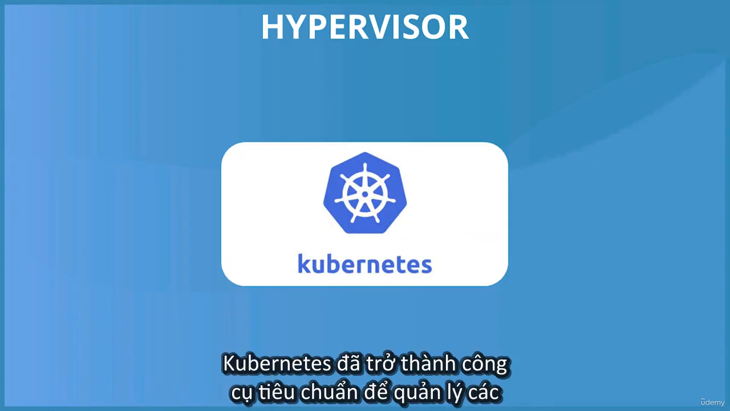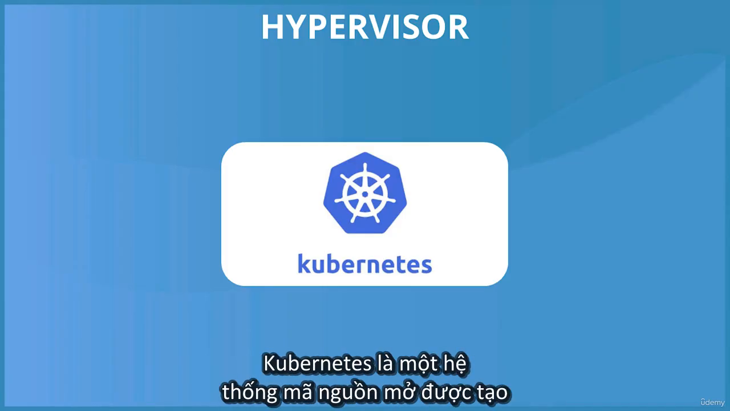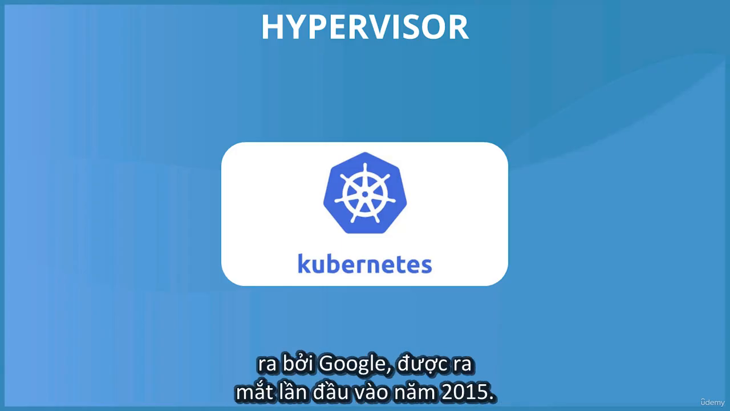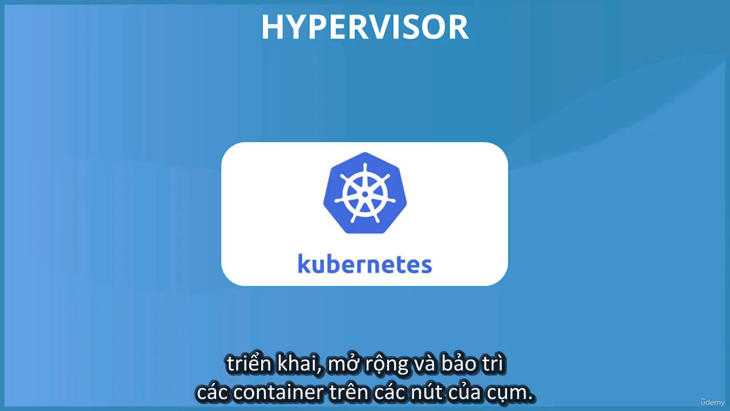Kubernetes has become the standard tool for managing Linux containers across private, public, and hybrid cloud environments. Kubernetes is an open source system created by Google, originally launched in 2015. And Kubernetes can actually automate the scheduling, deployment, scaling, and maintenance of containers across cluster nodes.